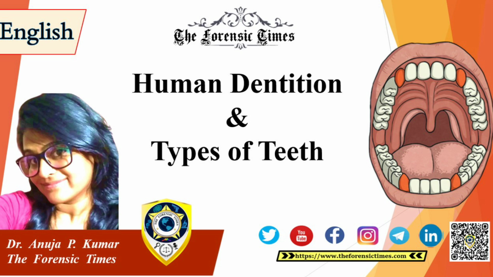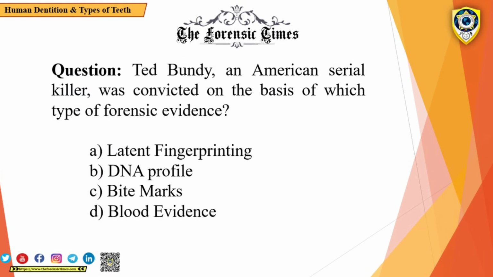So today's video is going to be about the human dentition and types of teeth. But before we get to the actual video, I want you guys to put on your thinking caps because here's a question for you. Ted Bundy, an American serial killer, was convicted on the basis of which forensic evidence? Is it latent fingerprinting, DNA profile, blood evidence, or bite marks?